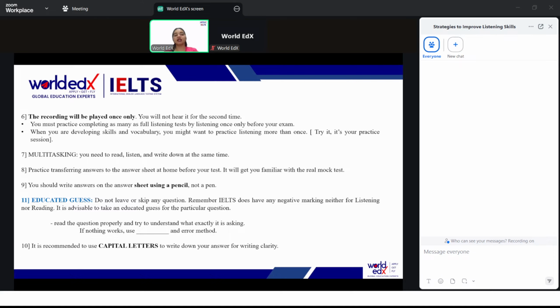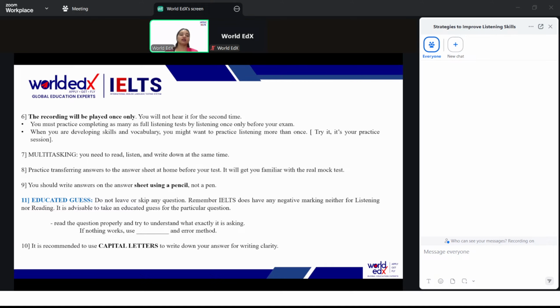The 11th one is educated guess. See, sometimes it might happen that you are not able to really guess the right answer. So here you can use your logic. For example, we've discussed it, like if nothing works, use trial and error. So we have the trial and error method. So that's something that we use normally as well. And you will have certain things in the passage that come from normal day-to-day conversation. So then you can make an educated guess and write down what you think is correct.